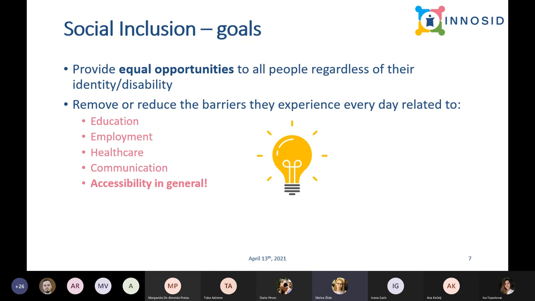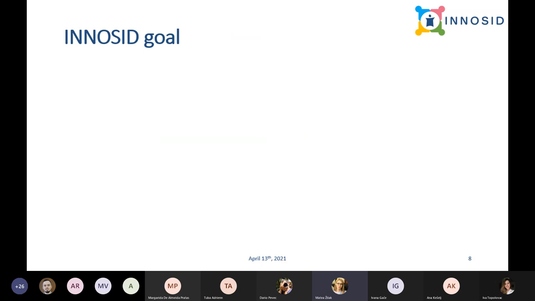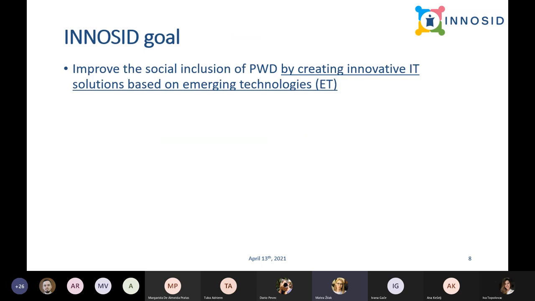the barriers they experience every day related to education, employment, healthcare, communication, and accessibility in general. But in order to address all the needs that people with disabilities have, we need to involve them in this process for sure. Let's shortly take a look at the INNOSID goal. As you all know, the INNOSID goal is to improve the social inclusion of people with disabilities by creating innovative IT solutions based on emerging technologies.